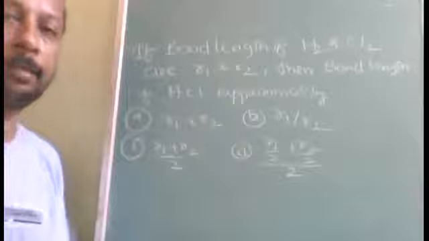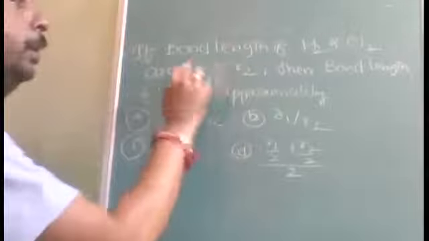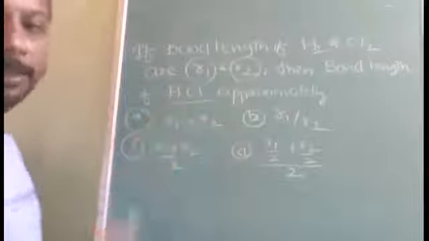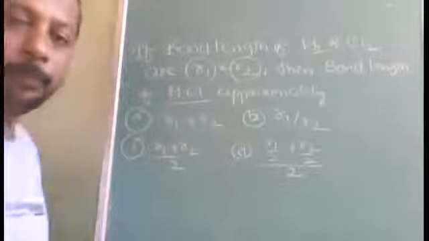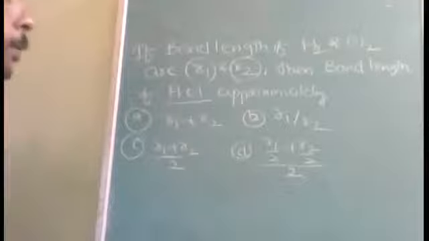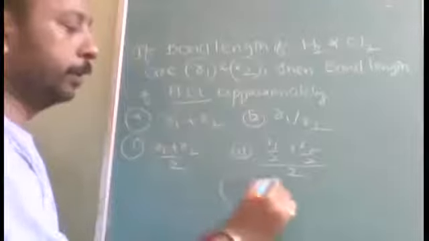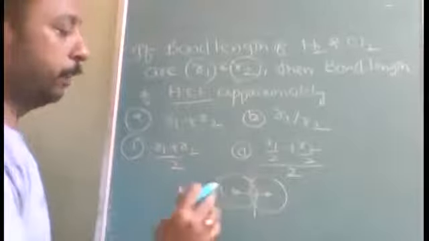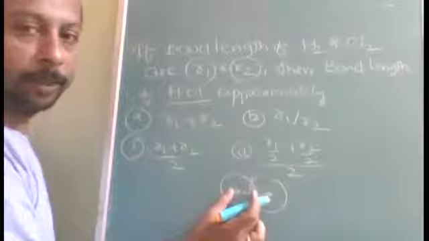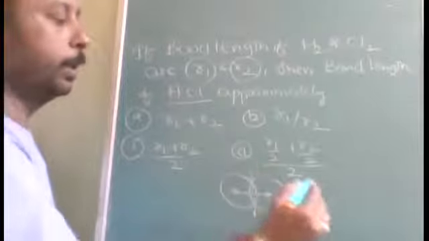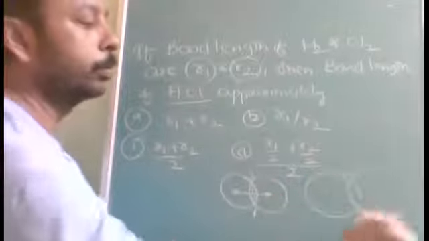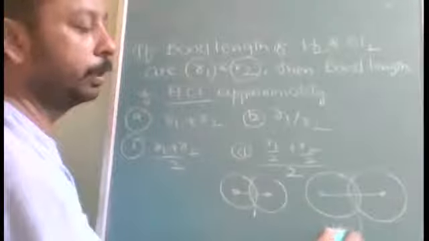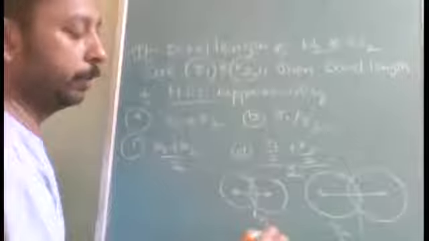Okay, next question. Bond length in H2 is R1. Bond length in Cl2 is R2. Then bond length in HCl is. See here. Simple H2 bond length. That means this is only the bond length. Okay. So R1 by 2, if I take, only this much will be coming. Okay. And Cl2, so this distance will be R2 by 2. This will be R1 by 2.